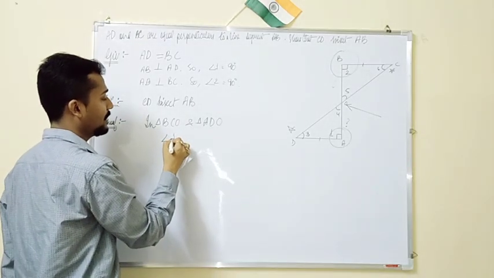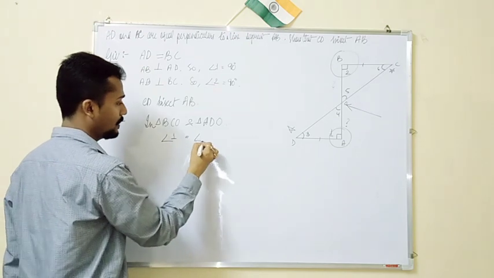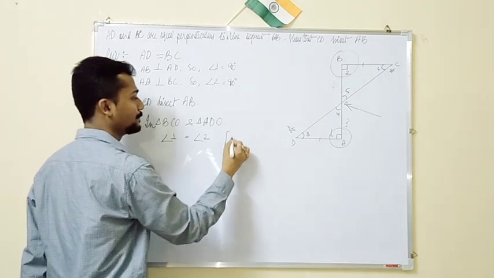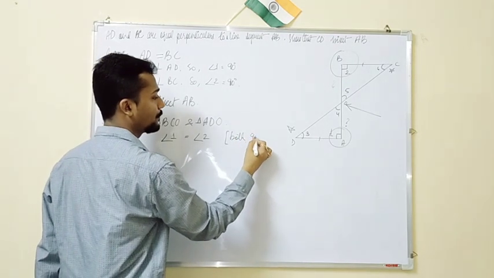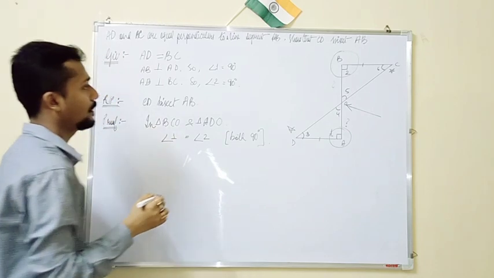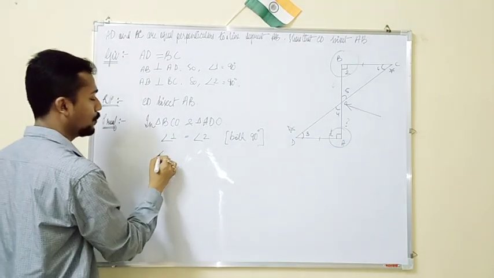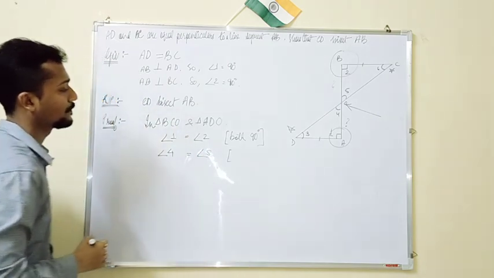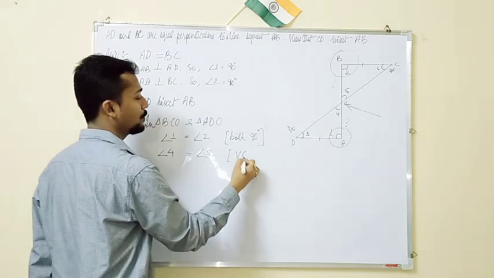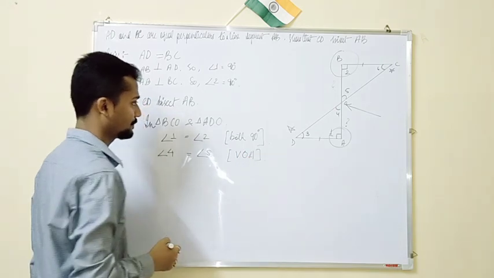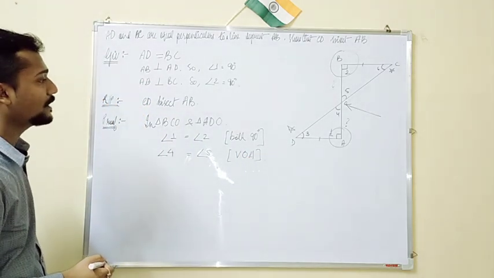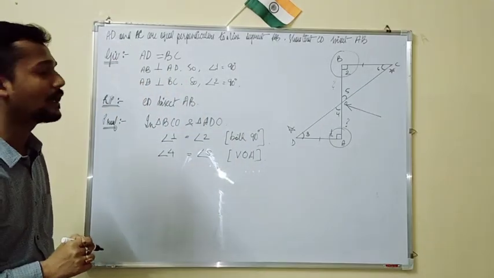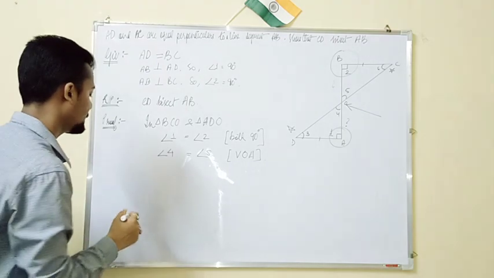Why? Let us see. Angle 1 is equal to angle 2, both 90 degrees. Fine. Then angle 4 is equal to angle 5. Why? Vertically opposite angles. Then what can we say about angle 3 and angle 6? We are saying that both are equal. How can we say? Let us see.